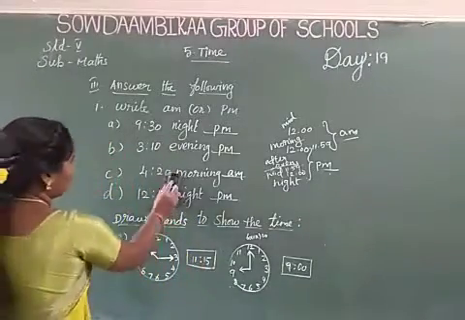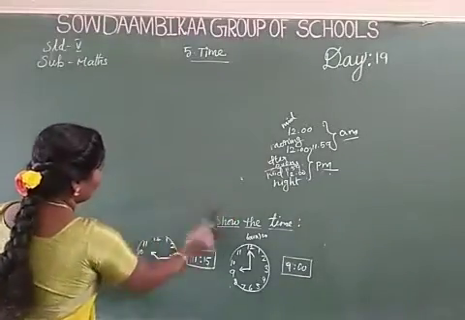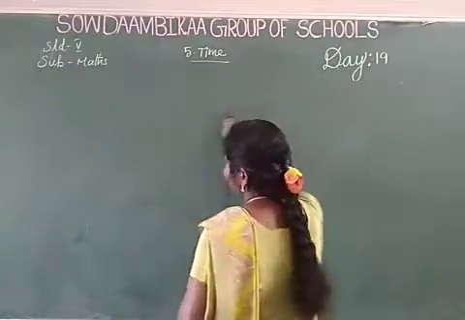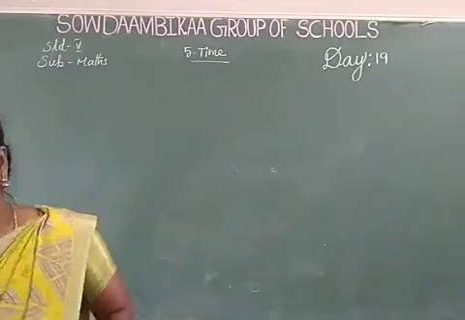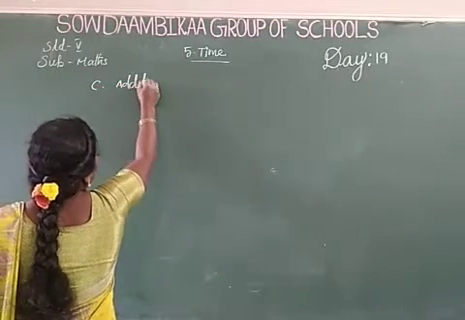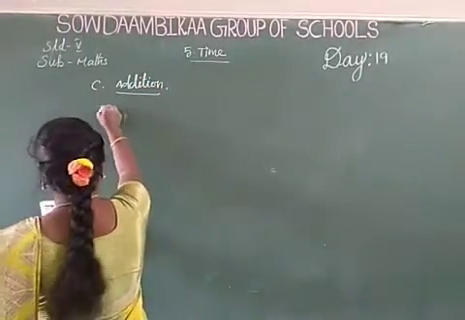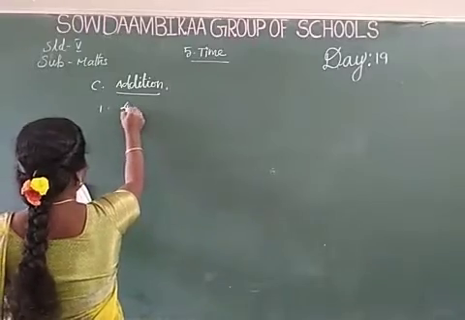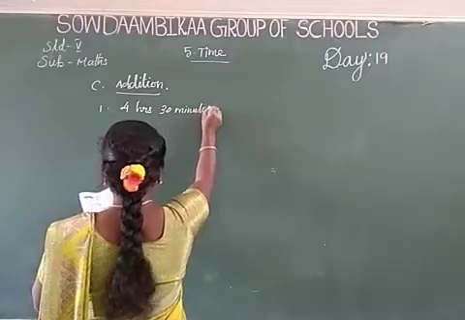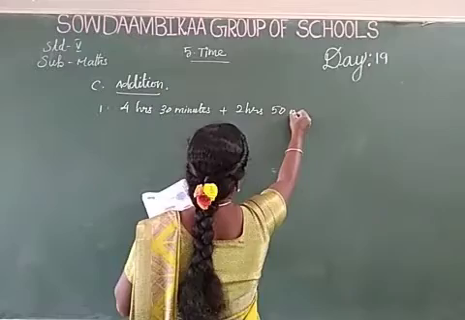Next is exercise 5.1, third problem. Already in the last class we did the first two problems. So now, addition. The first one: 4 hours 30 minutes plus 2 hours 50 minutes.